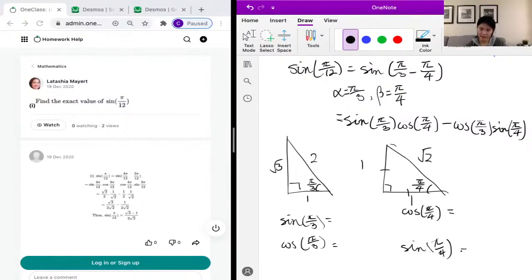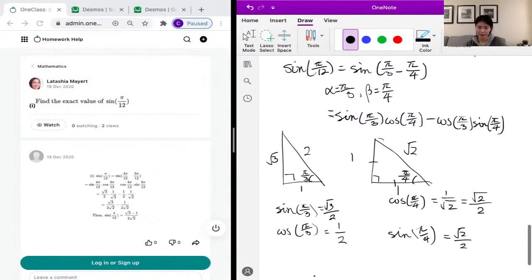We know that cosine is adjacent over hypotenuse. For the angle pi over 4, the adjacent side is 1 and the hypotenuse is root 2, so we have 1 over root 2. Simplifying by multiplying the numerator and the denominator by root 2, we get root 2 over 2. Similarly, for the sine of pi over 4, we have opposite 1 over hypotenuse root 2, which simplifies to root 2 over 2. For the angle pi over 3, sine is opposite over hypotenuse, which is root 3 over 2. Cosine of pi over 3 is adjacent over hypotenuse, which is 1/2. Now we have all of our values.